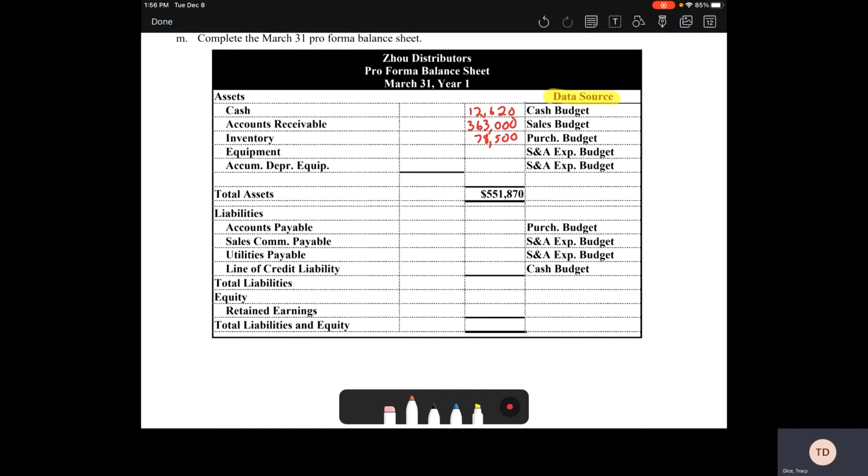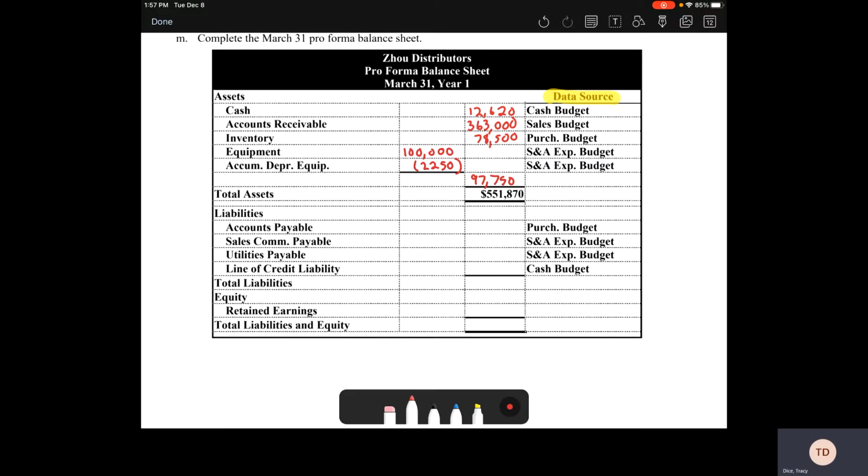So we're going to take our $100,000 worth of equipment, and then we're going to subtract the accumulated depreciation of $2,250 for a total of $97,750. And when you add up all of these four, you find that you should get $551,870. So now we've got to look at our liabilities.